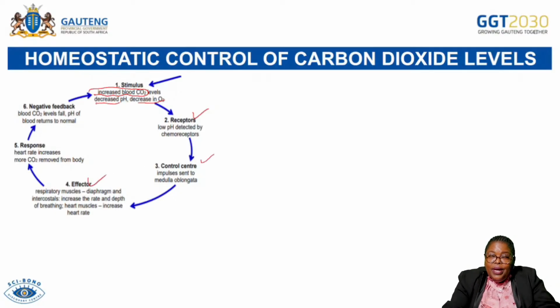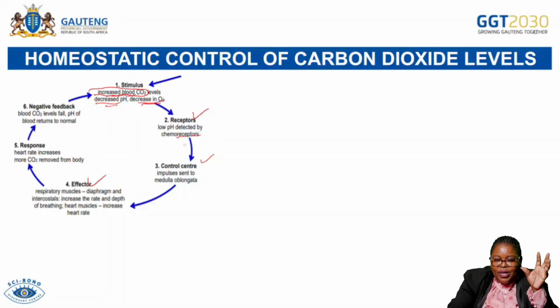Let's look at how they help in maintaining the homeostatic level here. With the receptors, remember, we've got low pH, we've got low oxygen, but increased blood carbon dioxide. What should happen there? We have chemoreceptors. Low pH is detected by chemoreceptors. Remember, we've got high carbon dioxide, so chemoreceptors are going to detect the low pH.